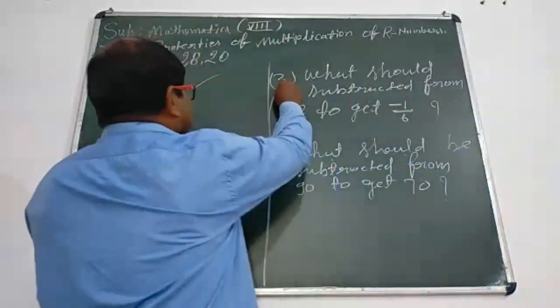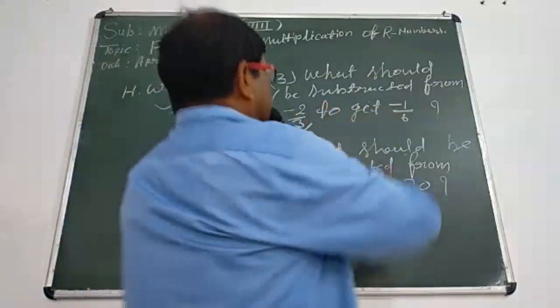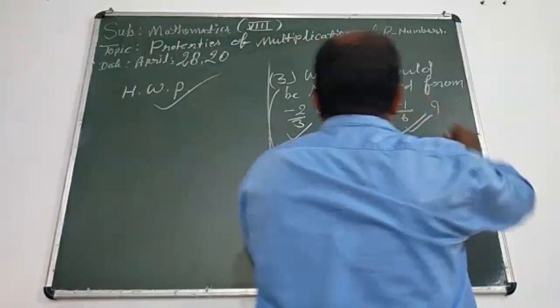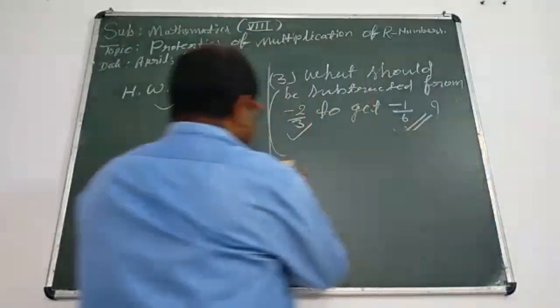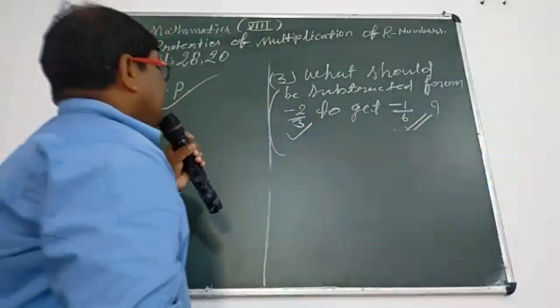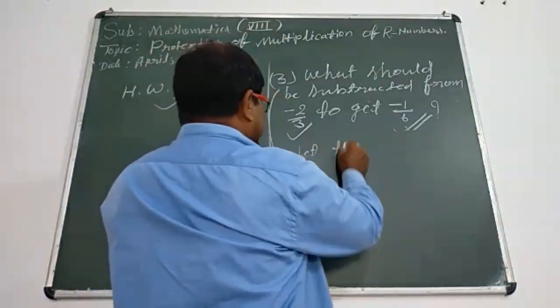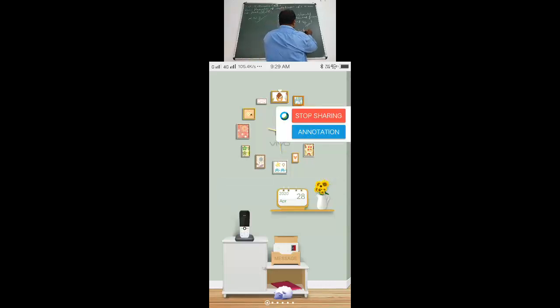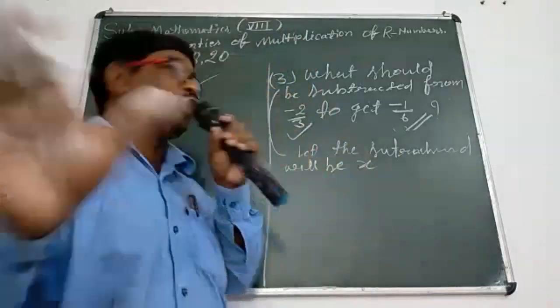Student, this is the same question. What should be subtracted from this rational number to get that rational number? What is its meaning? Suppose that you don't know, then you can take help from a variable. Let the subtrahend be x. You supposed that what you will subtract is x, because you don't know.